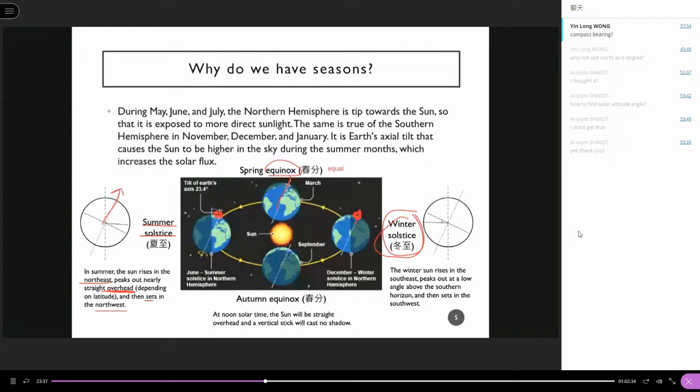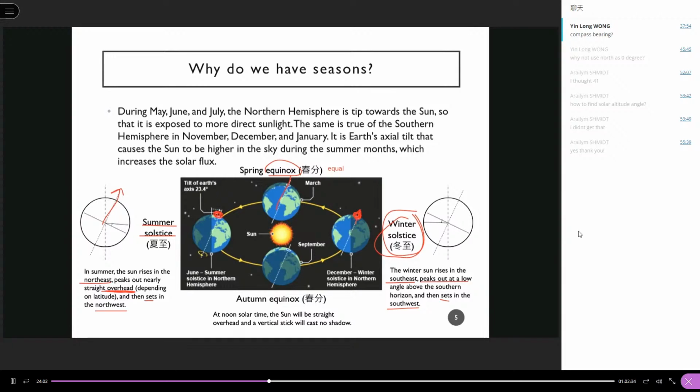And in the winter, the sun rises in the southeast. And when it is noontime, the sun will not be directly above our head, but at a lower angle in the south direction. And when it is sunset, it will set in the southwest direction. Okay?